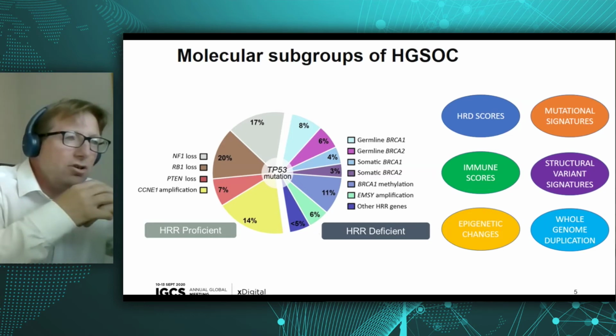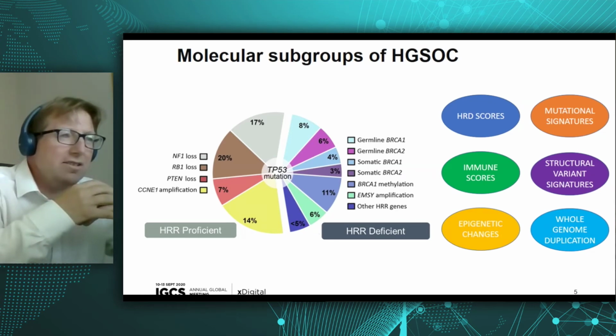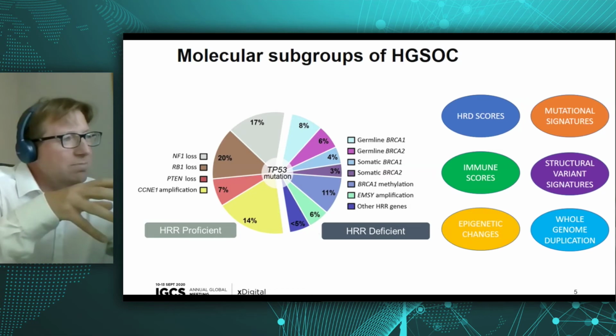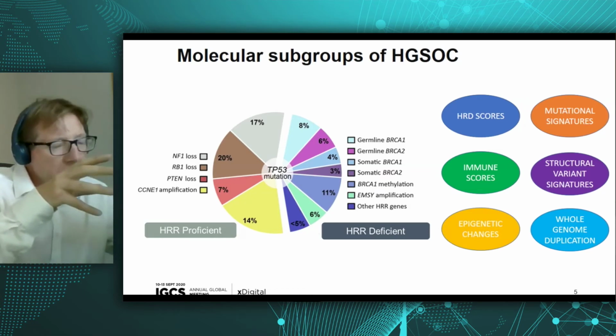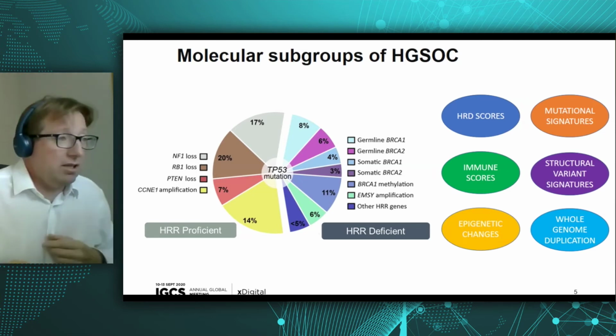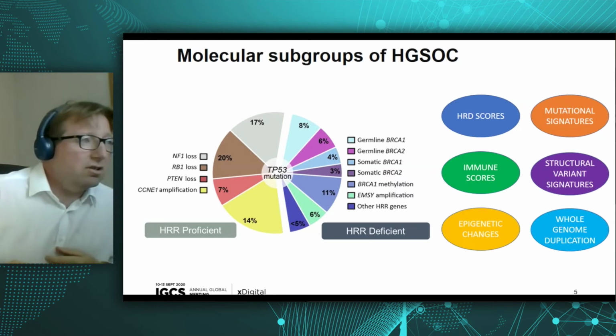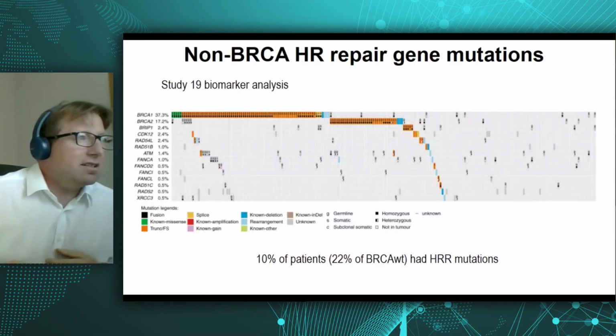And there's also this thing called whole genome duplication that happens in about half of our high-grade serous ovarian cancers. And at this point in time, we don't really know how to incorporate that. Some of the HRD tests incorporate these things, but many of them, including the ones we use in ovarian cancer, do not. So what molecular lesions are actionable now in the first-line setting?